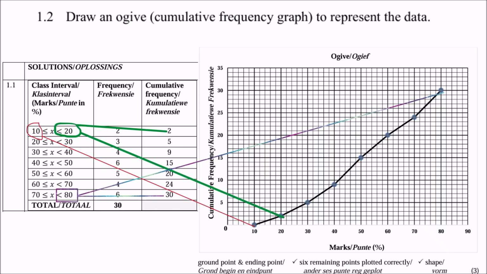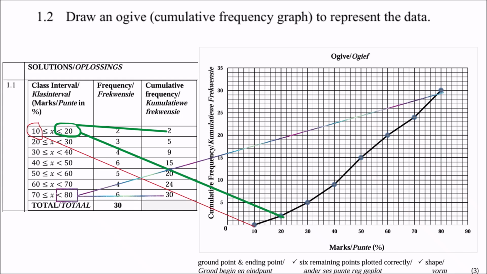1.2, draw an ogive, or in another word, cumulative frequency graph to represent the data. Now, where do we start? Remember, this is very important. Your first point must be on the x-axis, right? And how do we know which point? So look at the red circle and the red line. So whatever is there by 10, so that 10 will then go where the red arrow is. Now that is clear. So it's 10 and 0, right?